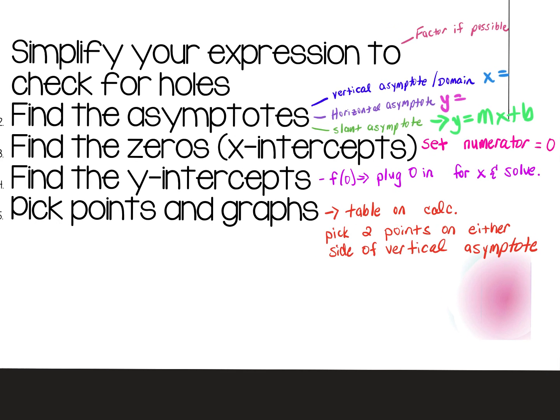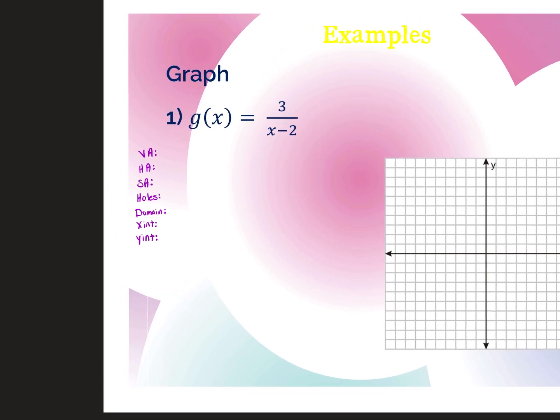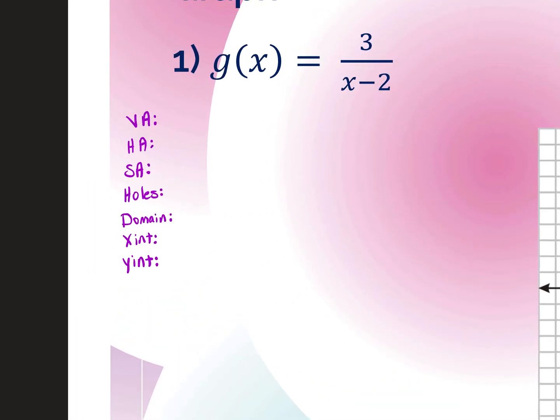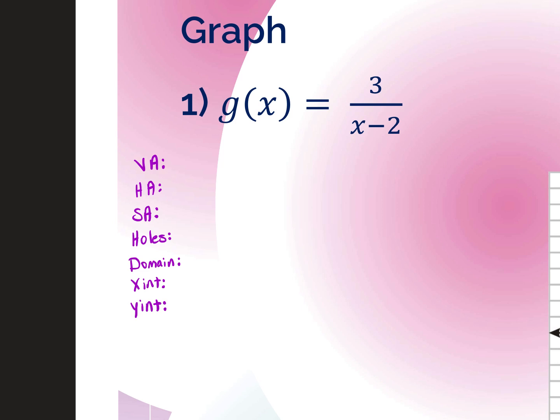Okay. To find the zeros, to find the x-intercepts, you set the numerator equal to 0, just the numerator. To find the y-intercepts, you find f of 0. You plug in 0 for all of the x's and solve it. And then we're going to talk about picking points and graphing, okay? So let's move along to number 1. I put a little list of all the stuff that you're going to need to find. VA is vertical asymptote. HA is horizontal, slant, holes, domain, x and y-intercepts, yeah? All right, so let's go through this. And I'm going to show you why vertical asymptote and domain go hand in hand, because domain is what axis?